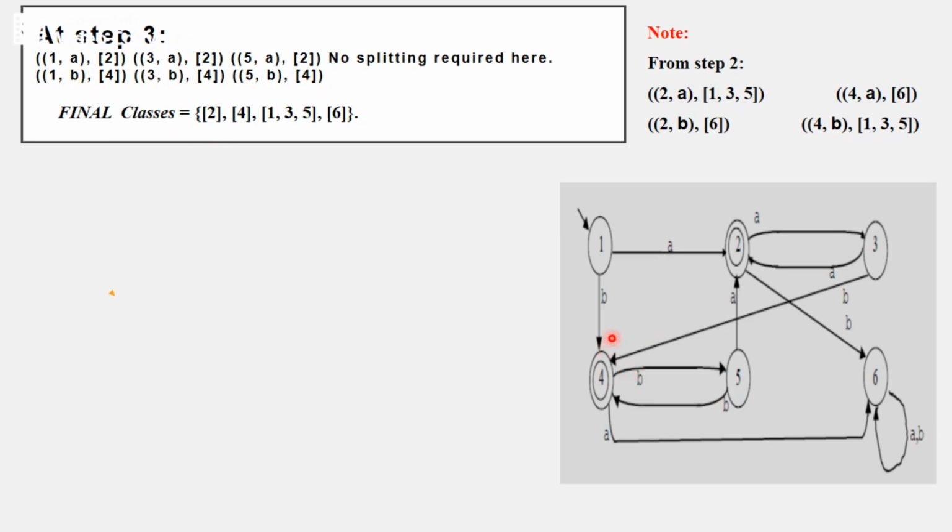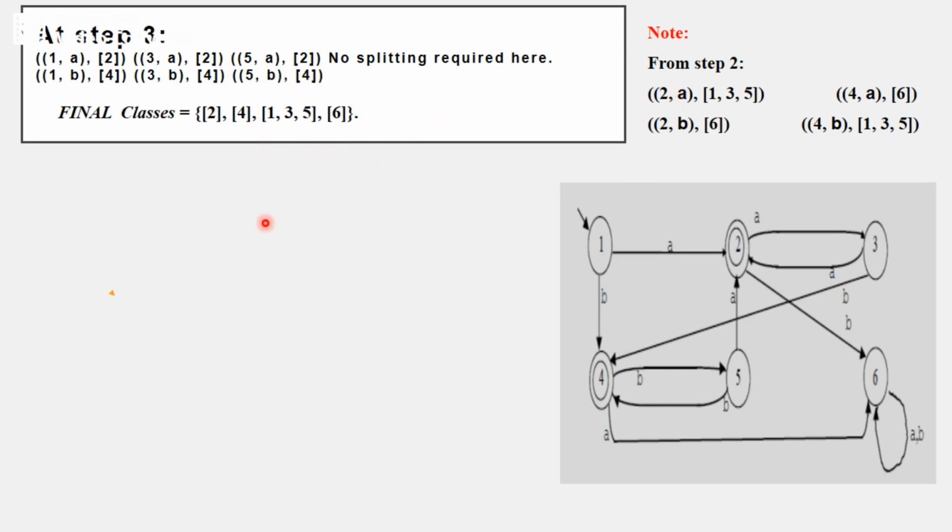1 on B goes to 4. 3 on B also goes to 4, so the class it belongs to is 4. 5 on B goes to 4, so the class it belongs to is 4. So for 1, 3, 5 no splitting is required. So we got again the same classes, no change from the previous set of classes. Now here you can stop.